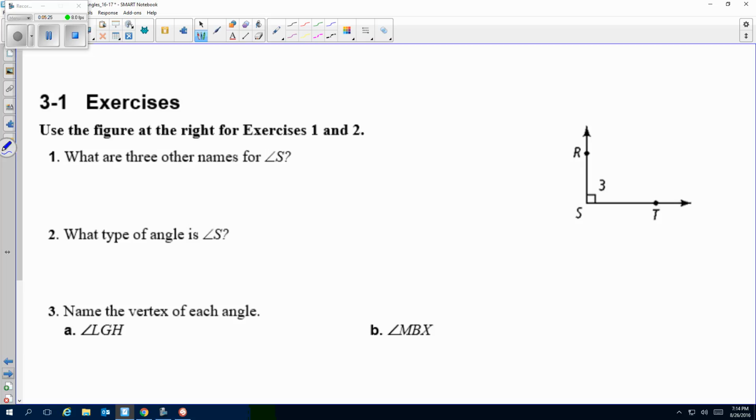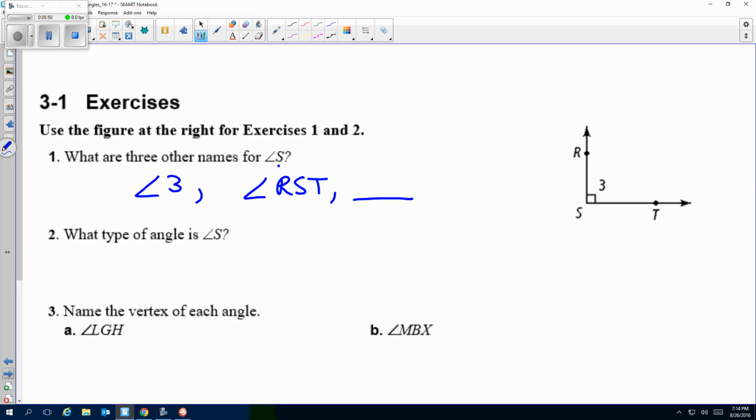So on this first one, it says, what are 3 other names for angle S? Well, they started, this is naming with just the vertex. Use your less than symbol. I can say angle 3 because that's in the interior. I can also use 3 points. Angle R, S has to be in the middle, then T. You will give me the third way to name it.